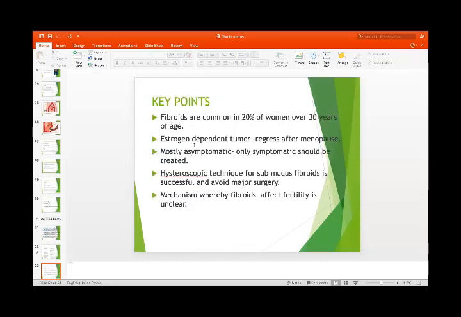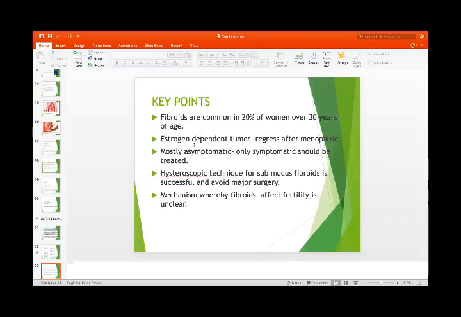Now we will conclude our talk. There are certain key points to remember. Fibroids are common, in 20% of women over 30 years of age. So it is in the reproductive age group. It is an estrogen-dependent tumor, it regresses after menopause, because after menopause there is hypoestrogenism. It is mostly asymptomatic. Only symptomatic ones should be treated.